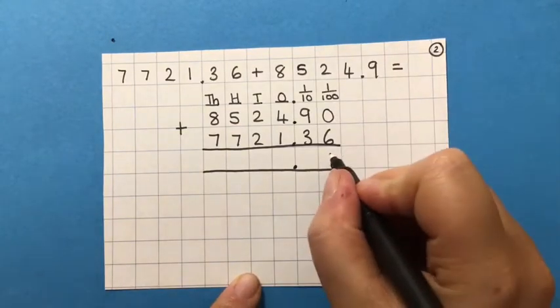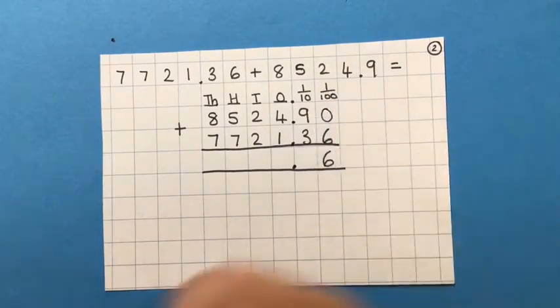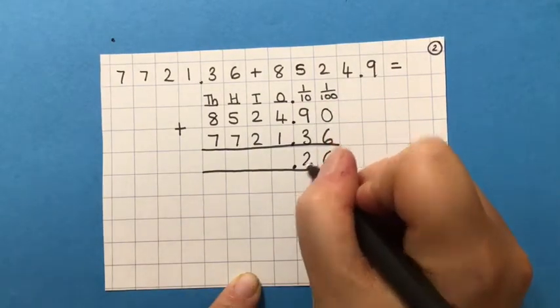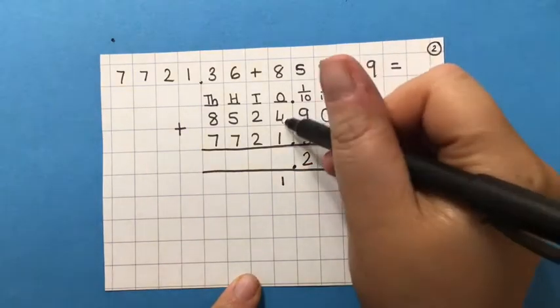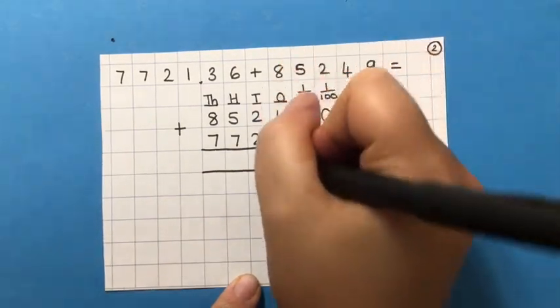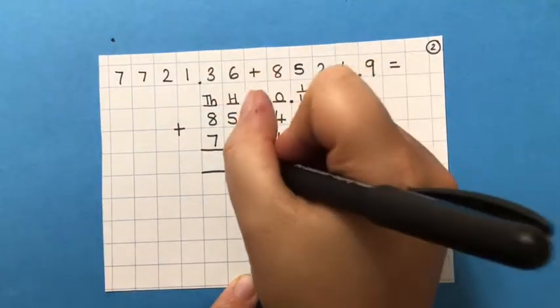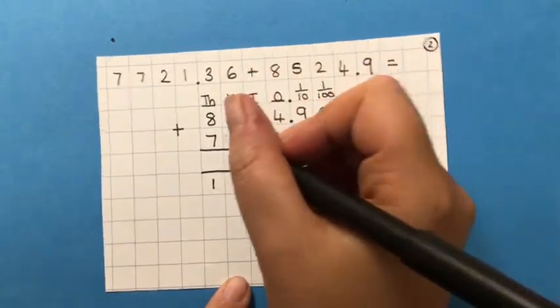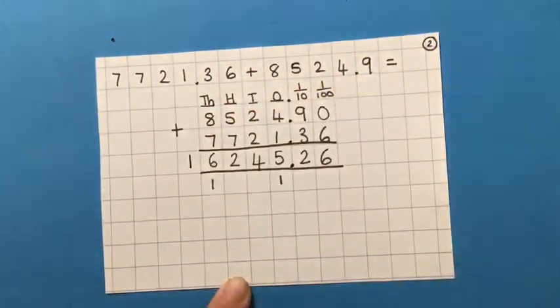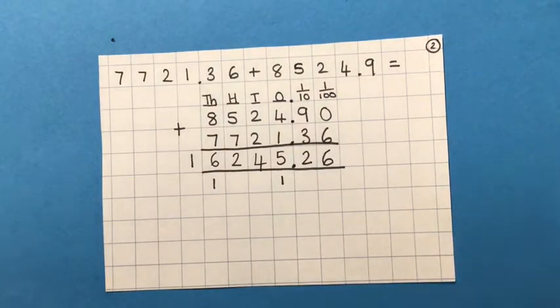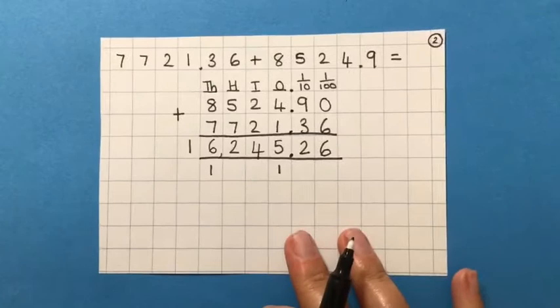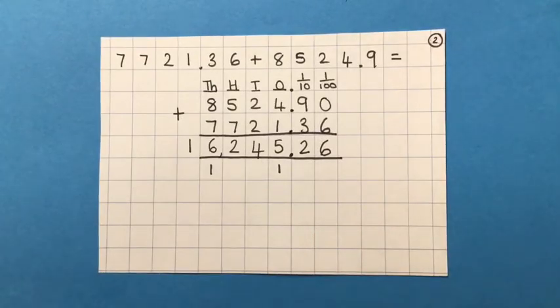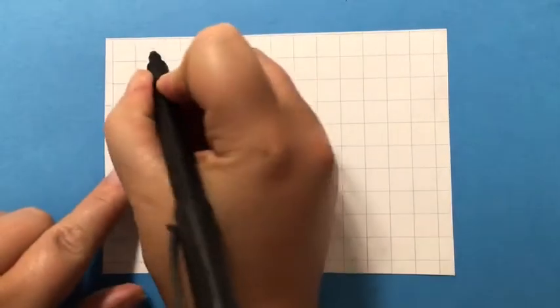Okay, so 0 add 6 is 6. 9 add 3, we do exactly the same. So we have to carry the digits over. 4 add 1 is 5. 2 add 2 is 4. 7 add 5 is 12, so carry that over again. And then 8 add 7 is, we add the 1, sorry, is 16. Okay, so the answer to that question is 16,245.26.